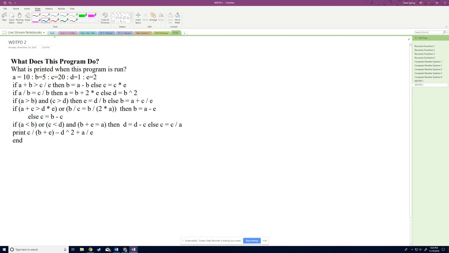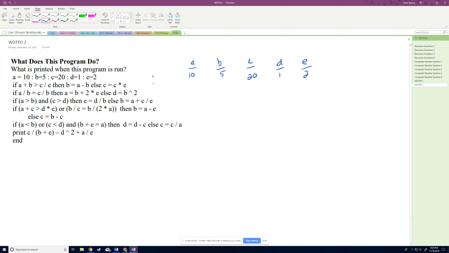All right, so let's take a look at this. What does this program do for the first ACSL? Again, we start with some initial values here. So we can have A is 10. We can set B to 5. We can set or initialize C to 20. We can initialize D to 1. We can initialize E to 2.